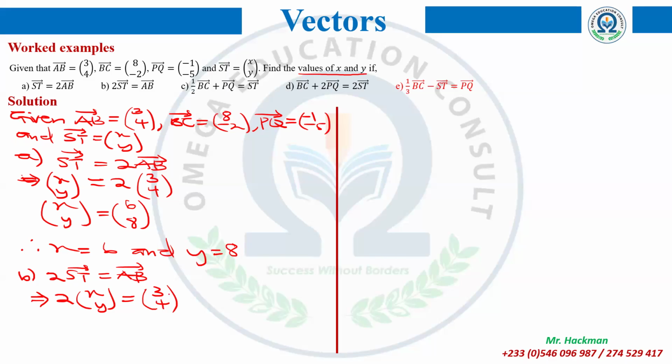So with this one, before you can equate, okay, we said 2ST. What is ST? You know the vector ST is given as (x, y), so you substitute. Vector AB is also given as (3, 4), so you substitute. So after writing this, the next step is just substitution, and everyone should be able to do that.